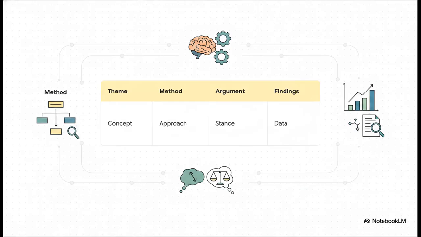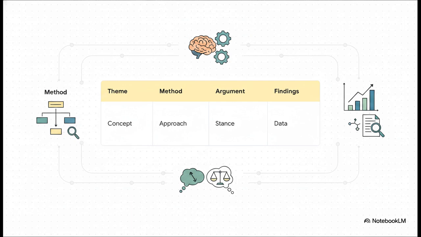Here is exactly how you set this up. Think of it like a dashboard with 4 specific dimensions. First, the theme or core concept. Second, the method or research approach they used. Third, the argument, which reveals the author's actual intellectual stance. And fourth, their empirical findings.